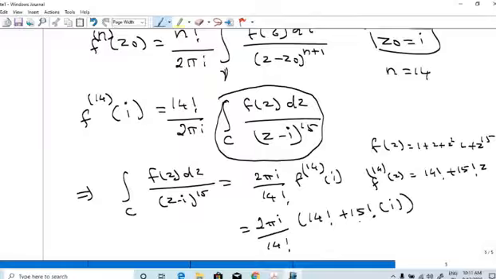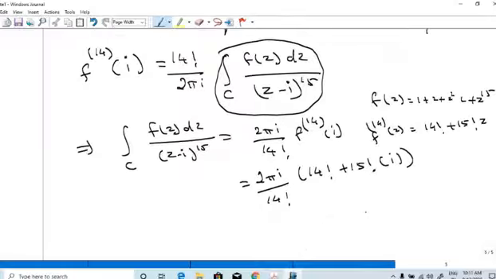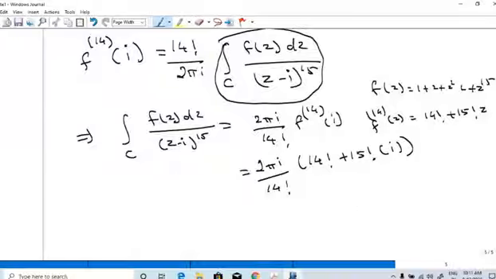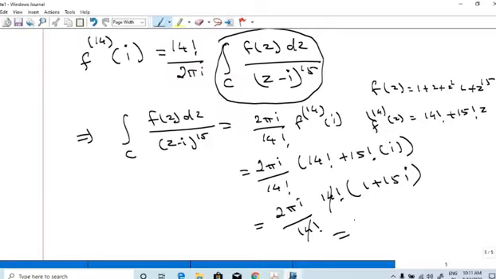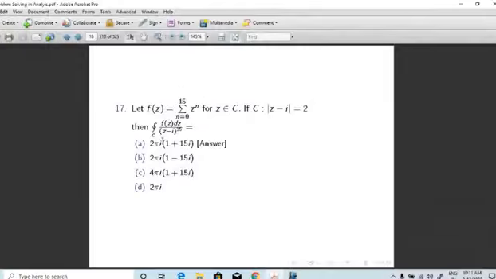Now 15 factorial can be written as 14 factorial into 15. Therefore, you can take 14 factorial outside. Therefore, 2 pi i, and we get 1 plus 15i by 14 factorial. We cancel 14 factorial. Now we get 2 pi i times (1 plus 15i). So this is the answer. Look at the first one, 2 pi i times (1 plus 15i). So just use the Cauchy integral formula, we get the answer.